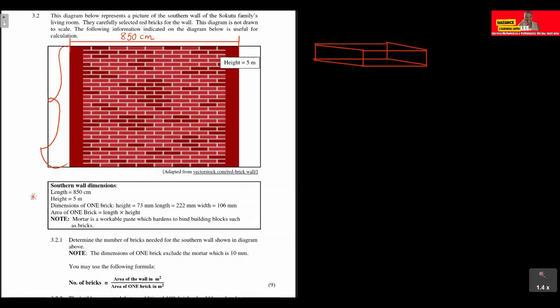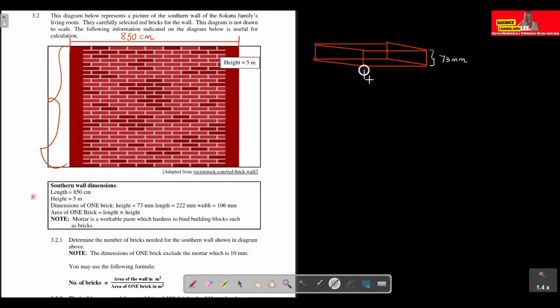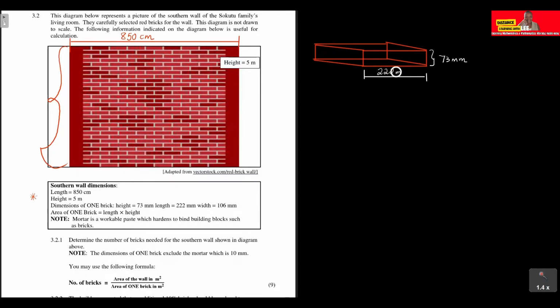And we are given the dimensions for this brick, right? We are told that the brick has a height of 73 millimeters. So when you're talking about the height, that is the height of our brick, and it is equal to 73 millimeters. Then we are also given the length of our brick, and it is 222 millimeters. That is the length, right? And then we are also given the width. So this is our width here, and we are told that the width is 106 millimeters. So those are the dimensions that are given to us.